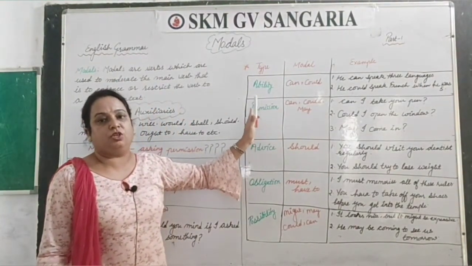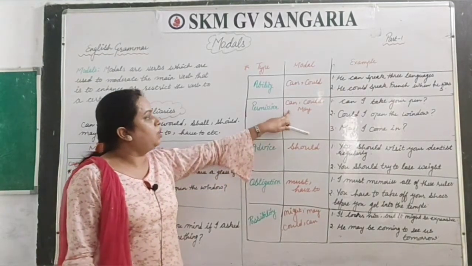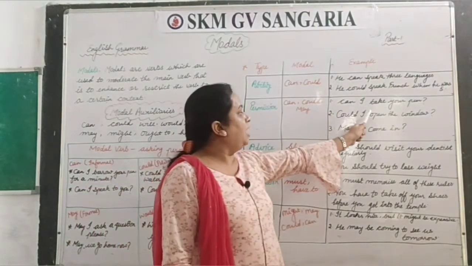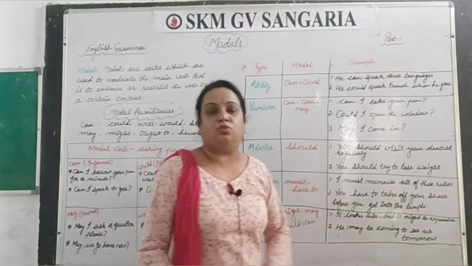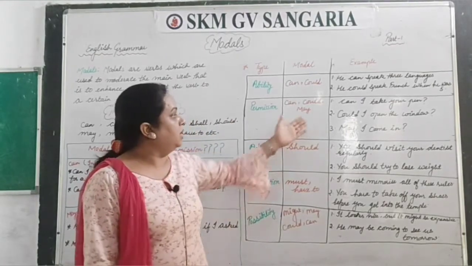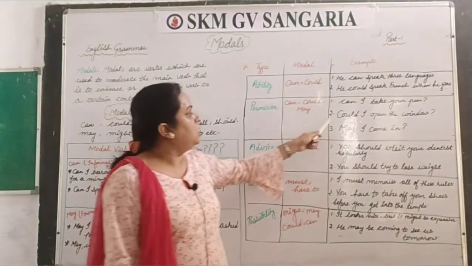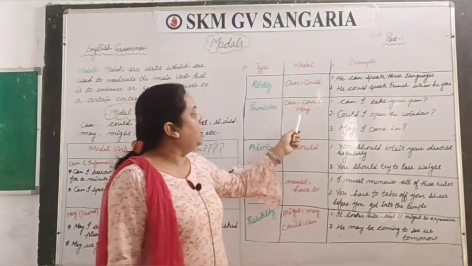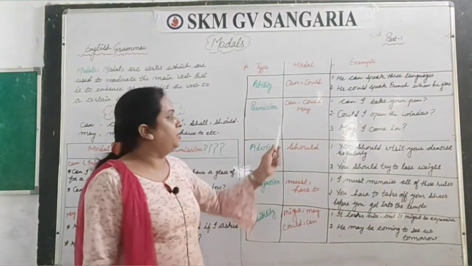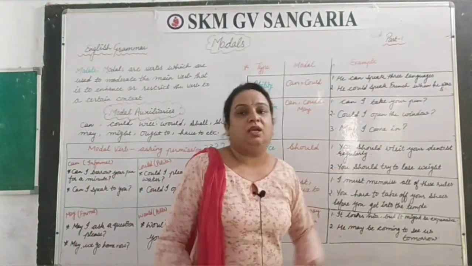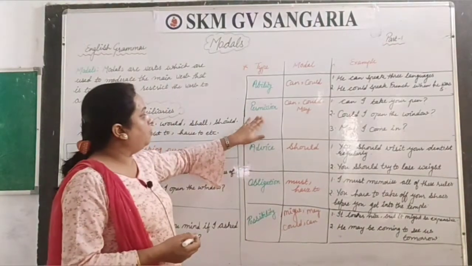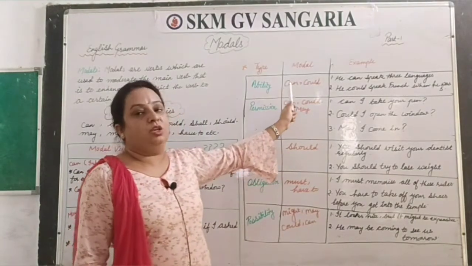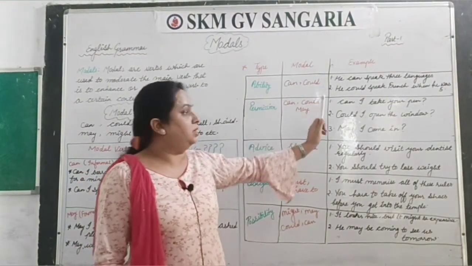Next come to permission. When you seek permission, or you want to give permission to someone, you have to use words like can, could and may. For example, can I take your pen? So that's what? Permission. Second one is, could I open the window? That's also for permission. And next, may also you can use for permission. So that's it. May I come in? So for permission we can use can, could and may. For ability we can use can in present and could in past, okay.